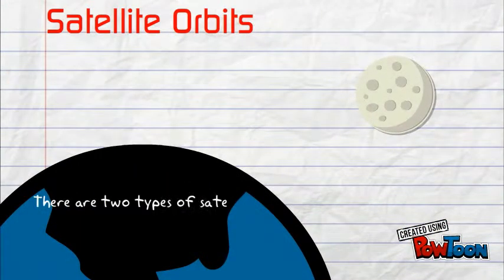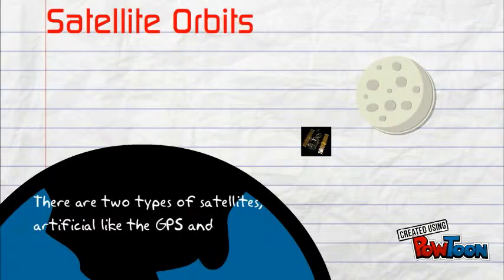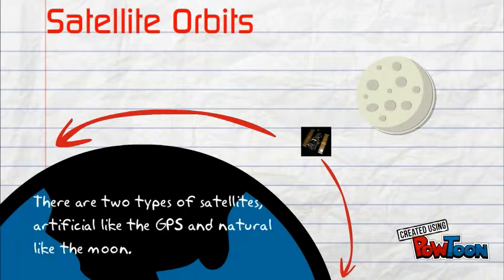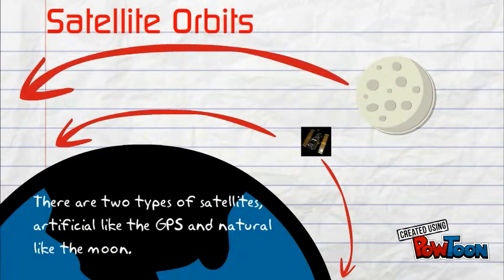Satellite orbits. There are two types of satellites: artificial, like the GPS, and natural, like the Moon. Inertia plays a large role in keeping the satellites in orbit. Without inertia, the satellites will crash into Earth or move away from Earth. Here are some types of orbits for satellites.